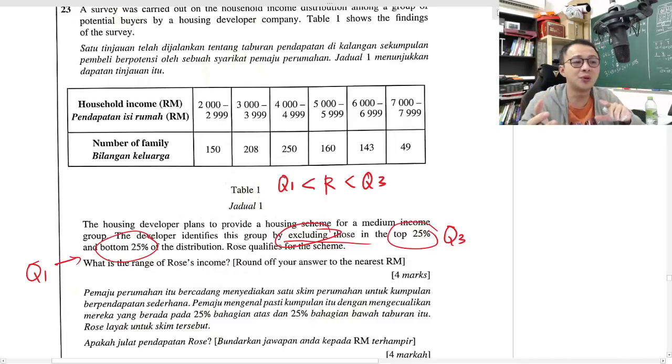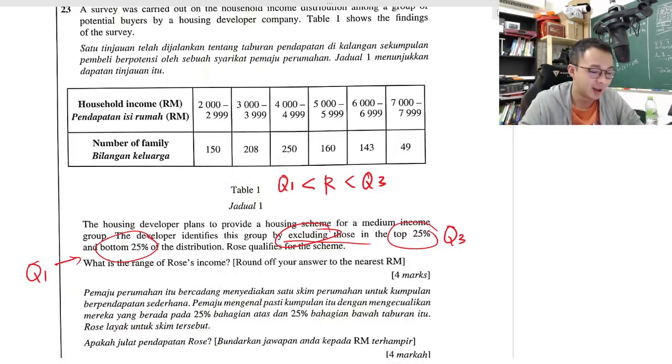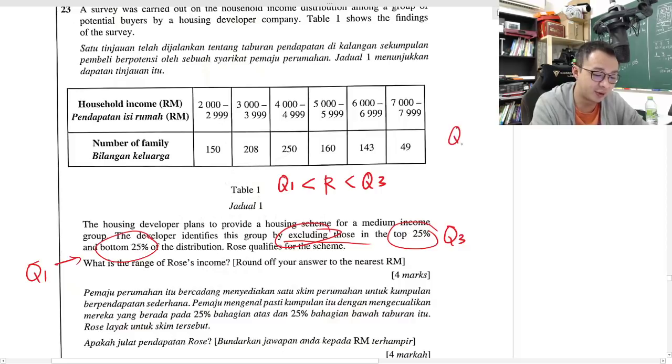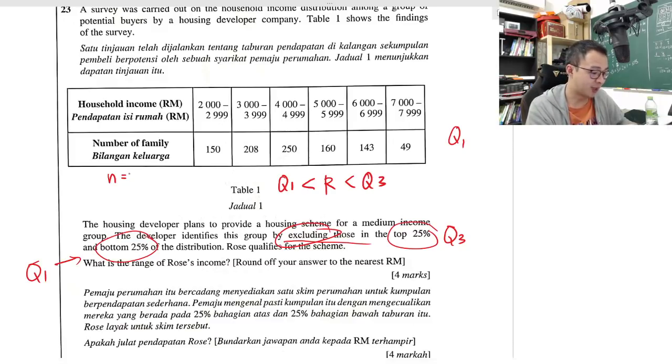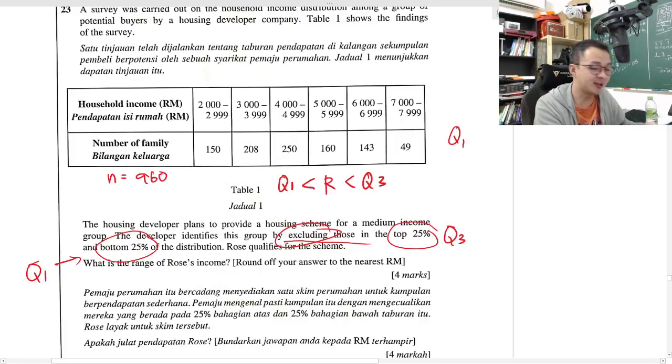So what I want to do here is find what is Q1 and what is Q3. And you have the formula, so I just apply the formula. So I find the Q1. I want to know the n value first, which is the sum of the families. So I'm going to add all the numbers quickly using my calculator. So it's 960. Okay, this is a nice number because it can be divided by 4.